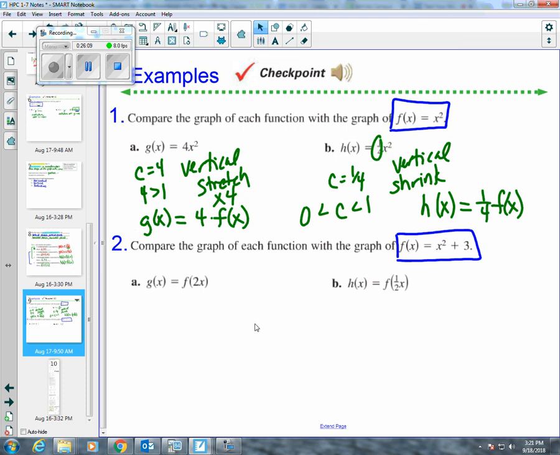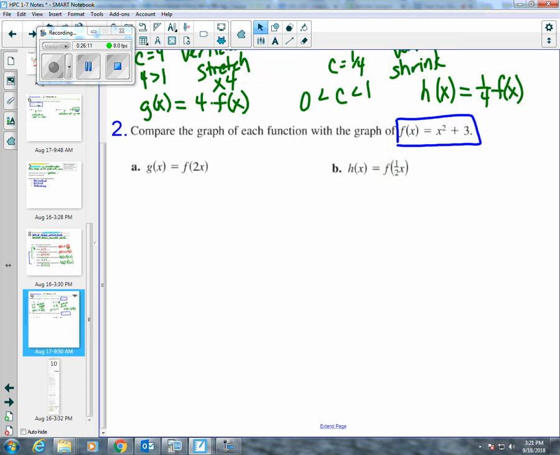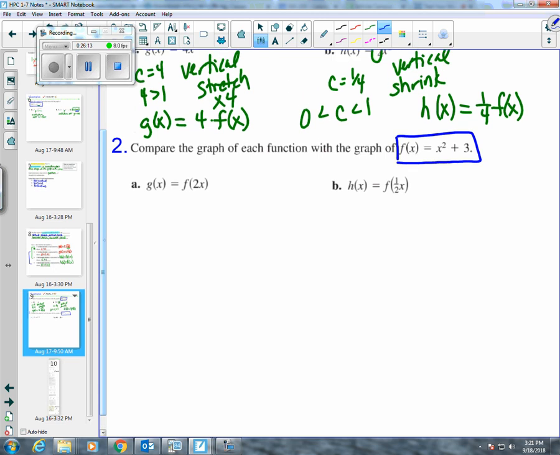All right, let's compare that to this next one. This is really important to talk about. Our parent graph is a little bit different. So the parent graph itself is already starting off with its vertex up 3. So when we think about our regular parabola, we're already starting with a vertex like this. All right, they're actually writing this in function notation. Really important to think about it that way.